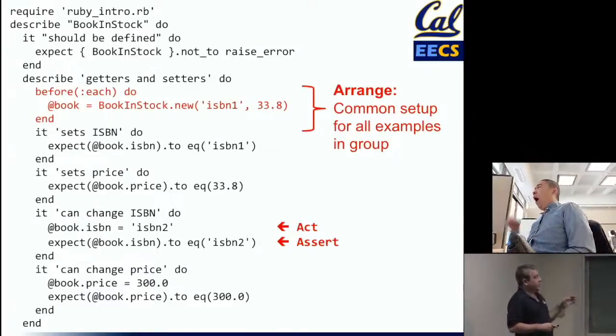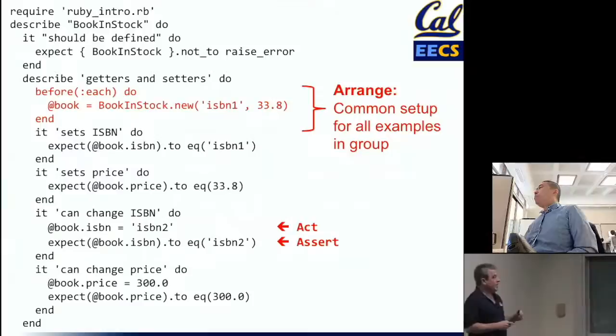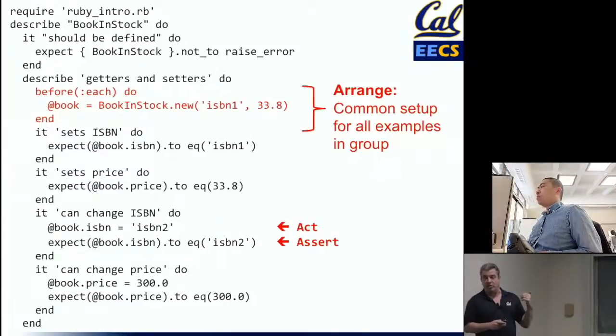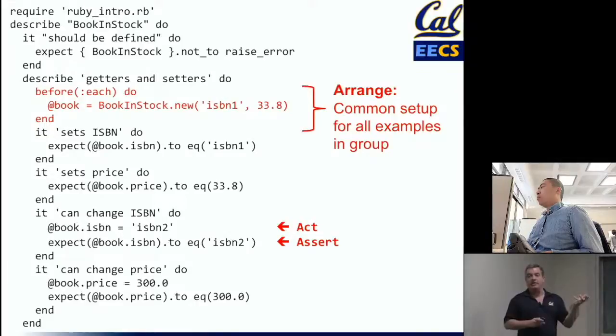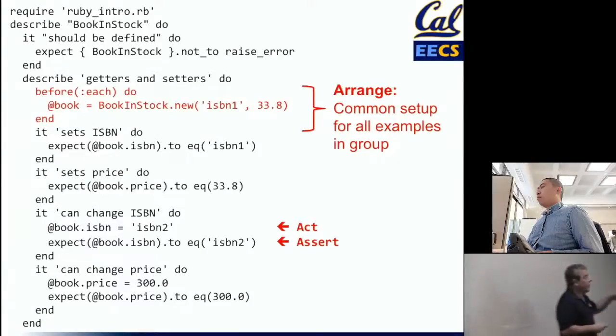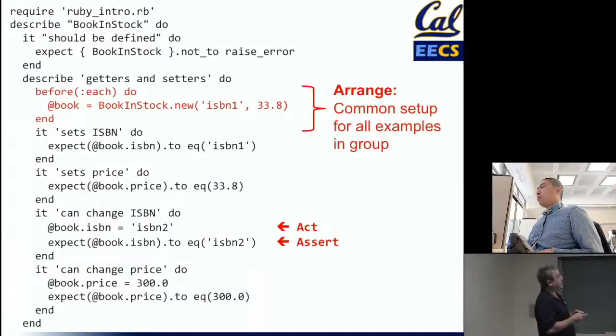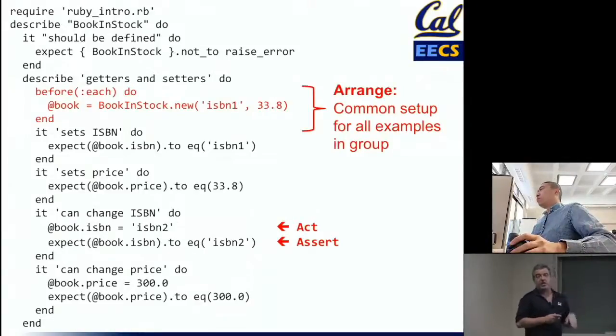The big difference between this example and the previous RSpec example is that this one requires some setup. It requires some arrange steps. In particular, for each one of the examples, because I'm going to try to call some instance method on an instance of book in stock, I need to have an instance of that object available to call the method on. Now, I could take this line, book equals bookinstock.new. I could insert a copy of that into every one of these examples, because in this case, the setup for all the examples is basically the same. I just need to create a valid instance of the class so that then I can actually try to call methods on that instance.